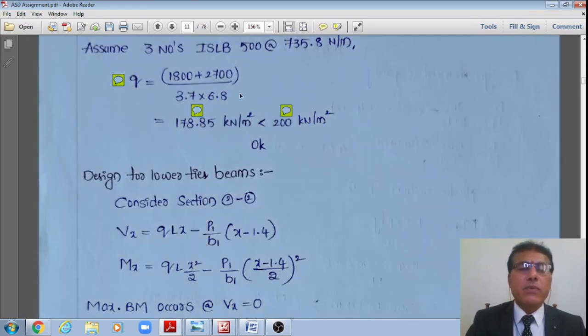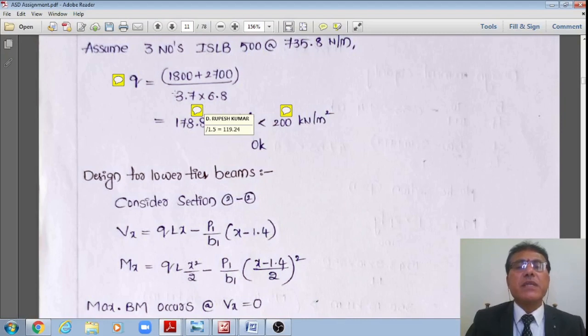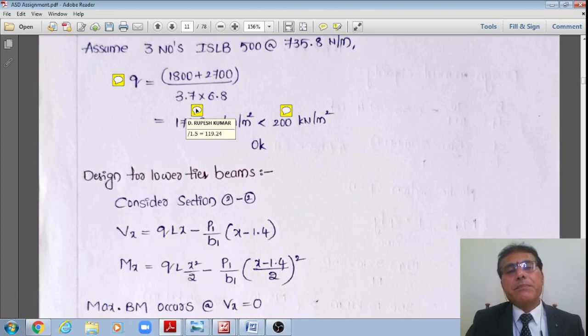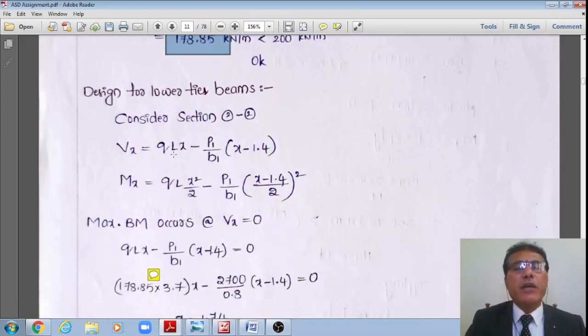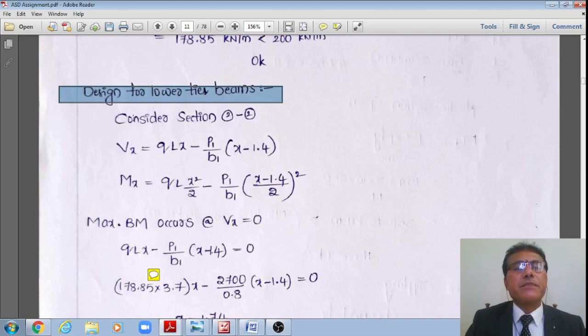But I don't want to do that. I want to proceed with say 3.7 meter only. Therefore, the actual intensity of the soil pressure is equal to 119.24, which is less than 200 kilonewton per meter square, and the factored intensity of the soil pressure is equal to 178.85 kilonewton per meter square. Now I'll go with the analysis of the lower tier beams.